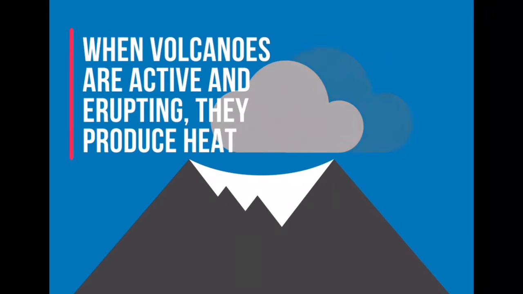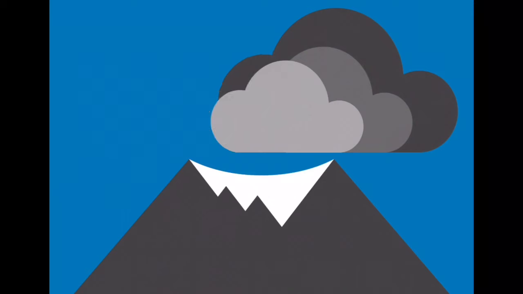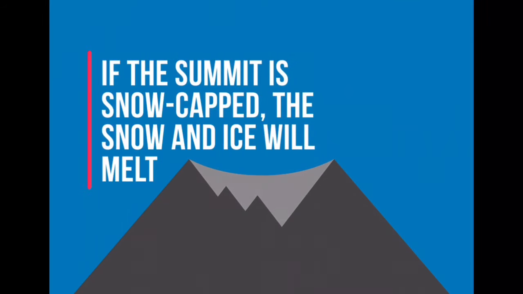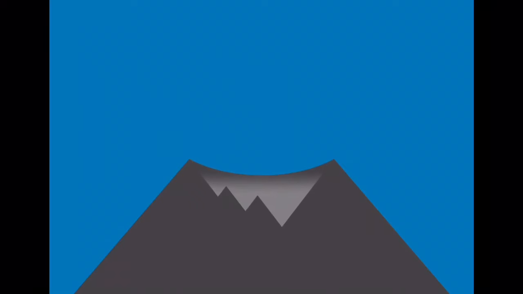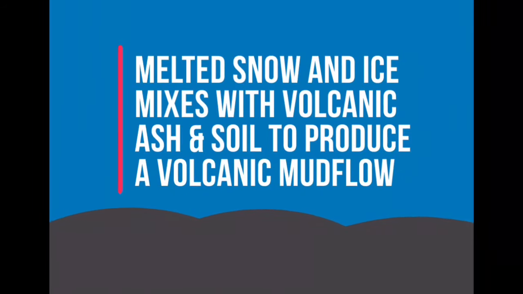When volcanoes are active and erupting, they produce a tremendous amount of heat. If the summit of a volcano is snow-capped, the snow and ice will melt. This will mix with the volcanic ash and soil on the mountain to form a volcanic mudflow.